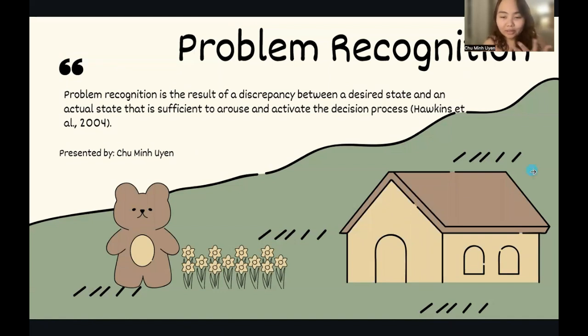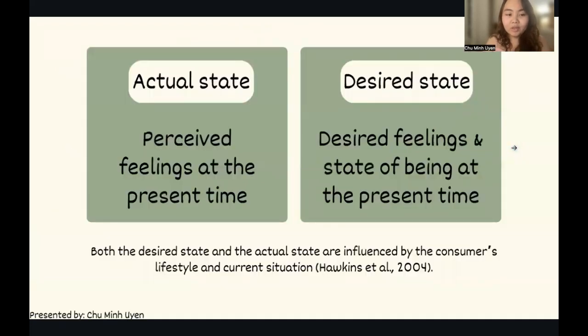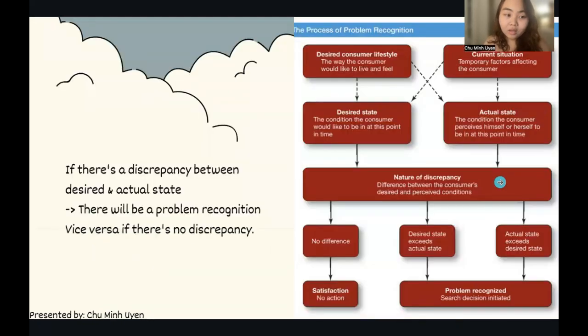So, what is actually the desired state and the actual state? The actual state is the perceived feelings at the present time of a consumer, and the desired state is the desired feeling and state of being at the present time. Both the desired state and the actual state are influenced by the consumer's lifestyle and their current situation.